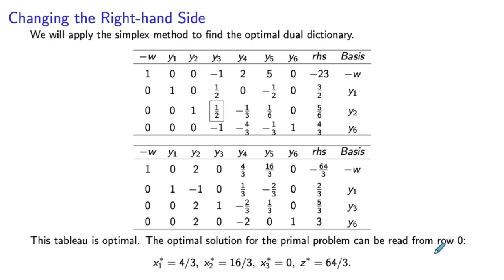And to read the optimal solution of the primal, what we need to do is to pay attention to the excess variable coefficients of the dual in row 0. And they're given by 4/3, 16/3, and 0. So these are the optimal values of our primal problem. x1 star is equal to 4/3, x2 star is equal to 16/3, and x3 star is 0, and the optimal objective value is 64/3.